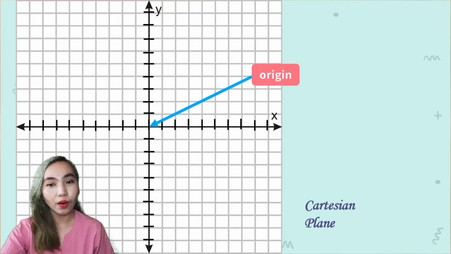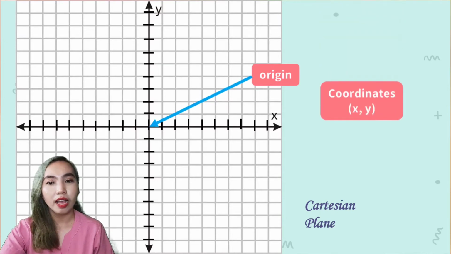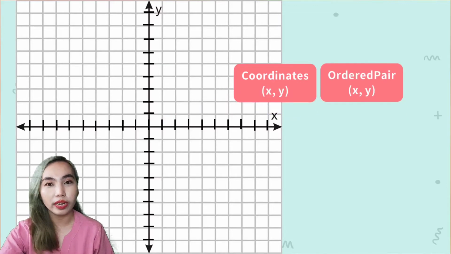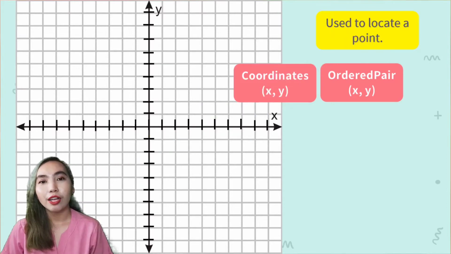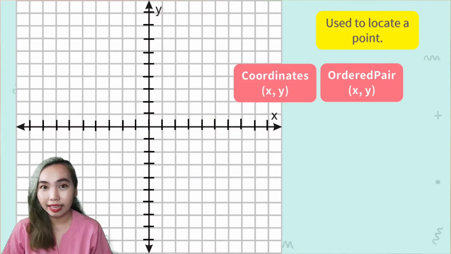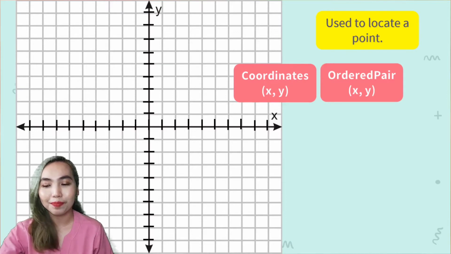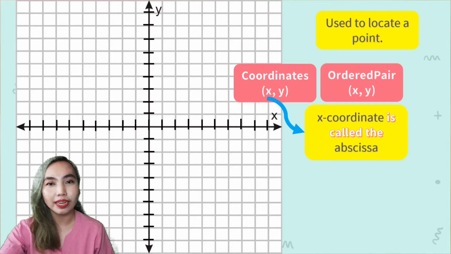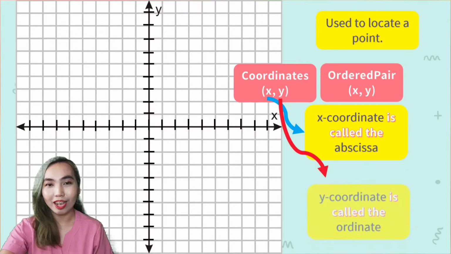Pag sinabi natin coordinates, it is the x-coordinate and the y-coordinate, and also known as the ordered pair. And this is used to locate a specific point in a Cartesian plane, wherein our x-coordinate is also known as the abscissa, and the y-coordinate is also known as ordinate.